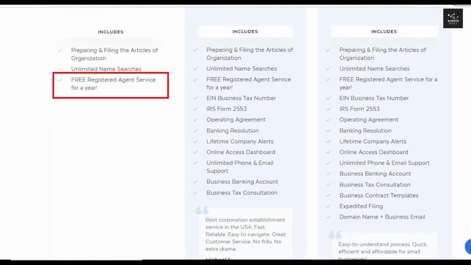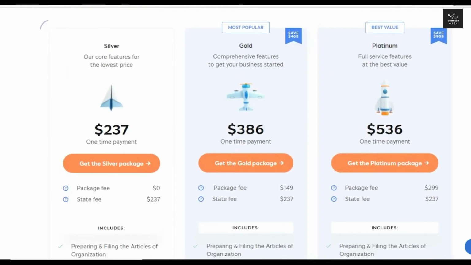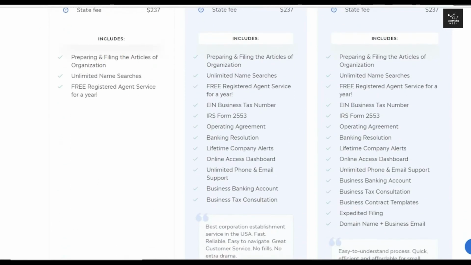This plan already includes a free registered agent for your first year of subscription, and $119 annually moving forward if you decide to continue the service after the first year. Incfile's next packages are the Gold and Platinum packages, which both have package fees already on top of the $237 state fee. Each package has its own set of services which are all worthy of the subscription you are paying for. The Gold package offers you the benefits of filing reports and taxes for your LLC.